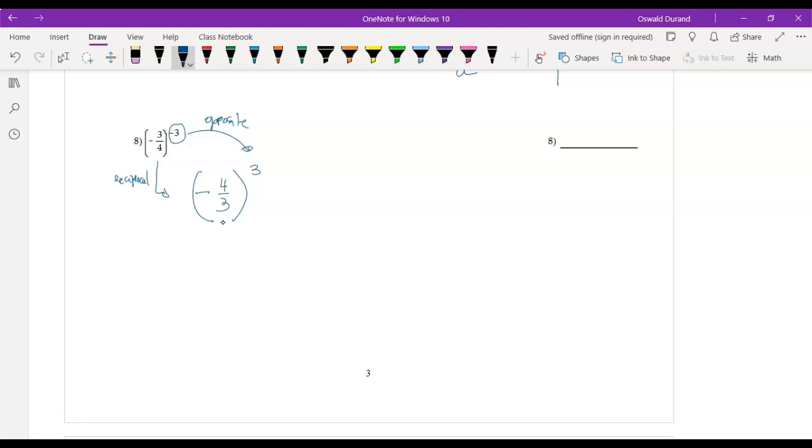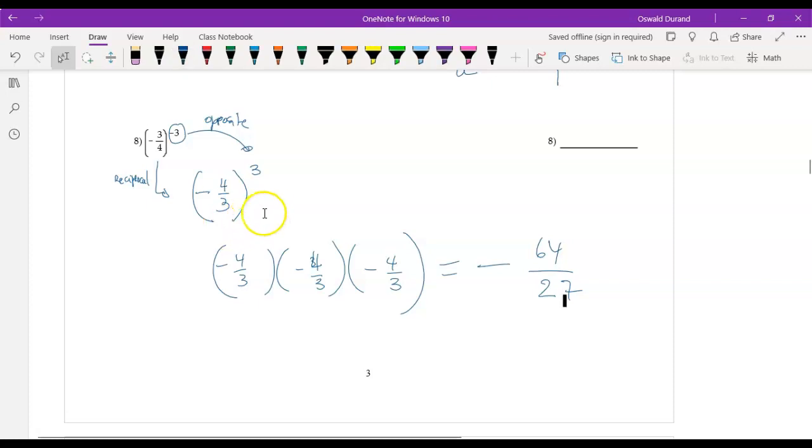Okay? And now you can evaluate, since you have a positive exponent, you can say negative 4 over 3 times negative 4 over 3 times negative 4 over 3. Okay, so we have 3 negatives being multiplied, so my result is going to be negative. You multiply across 4 times 4 times 4, that's 64. And 3 times 3 times 3 is 27, so that's my final answer. So that's that.